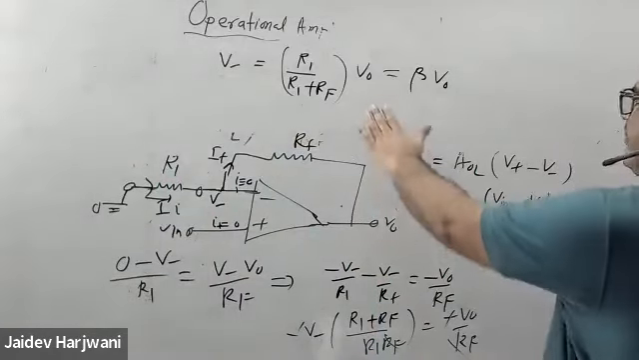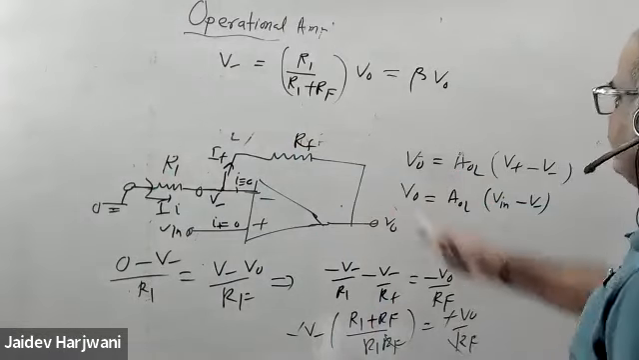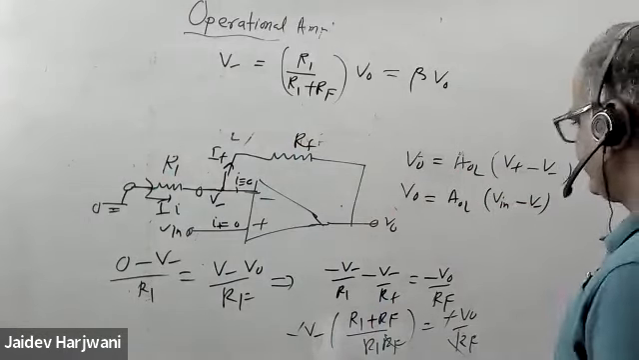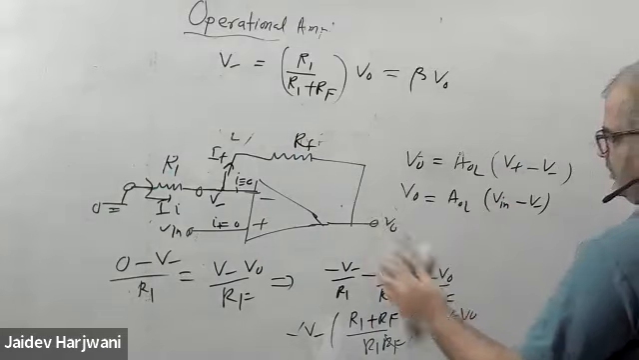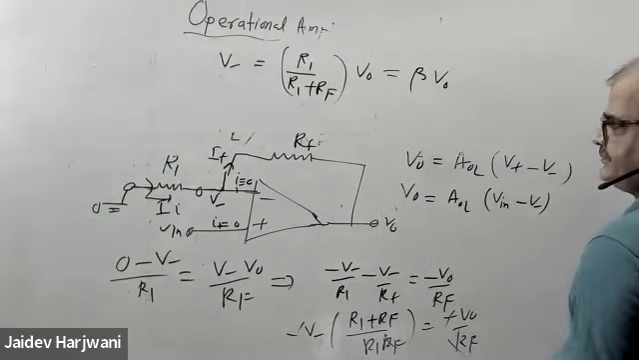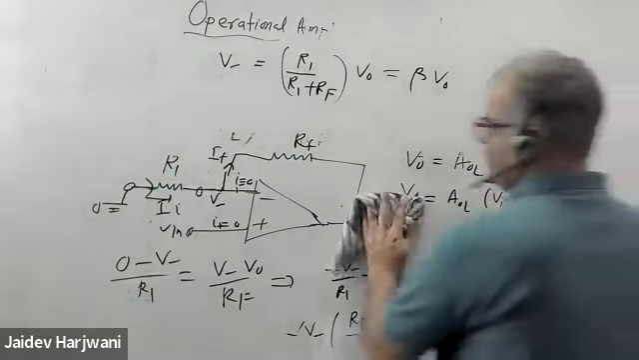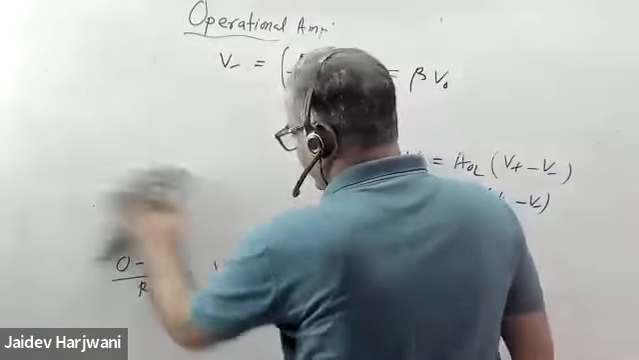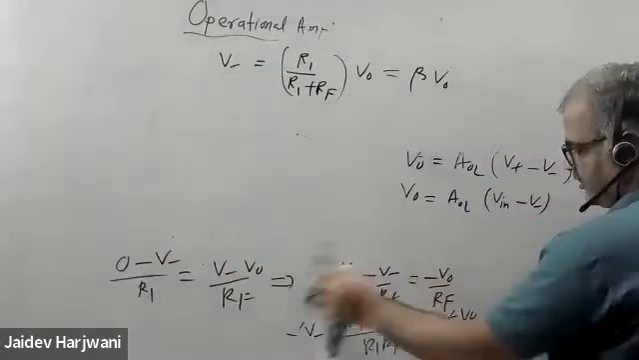So I know now V minus. Put the V minus value here and solve for closed loop gain. So let me solve now for closed loop gain. इसको मिटा दूं ना?